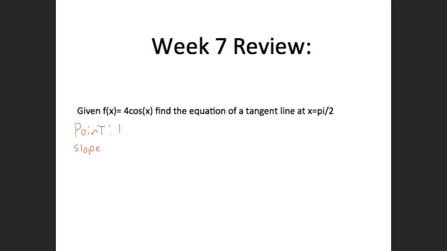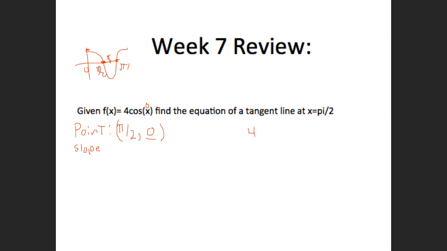So the point, we have pi over 2, that's my x value. And then I need to know what my y value is. Well, I have to plug it in here. So pi over 2. I just real quickly draw out my graph here. So this is going to be 0, pi over 2, pi, 3 pi over 2. So cosine of pi over 2 is 0. So if I put that in here, 4 times 0 is going to be 0. So that's my point. And then my slope, well, I got to take the derivative here.